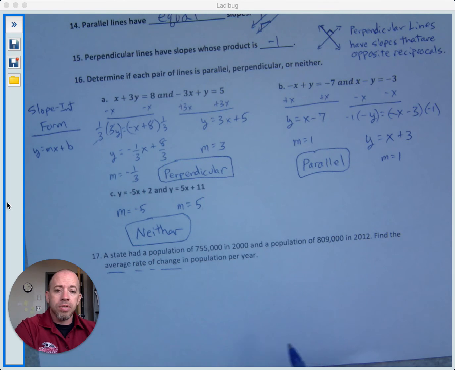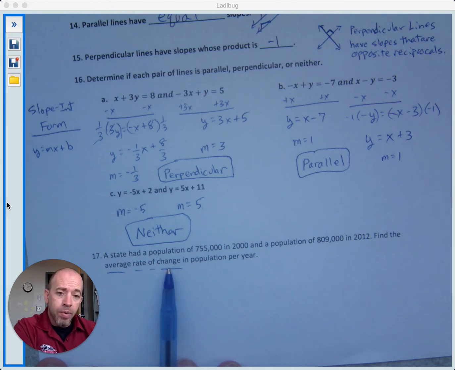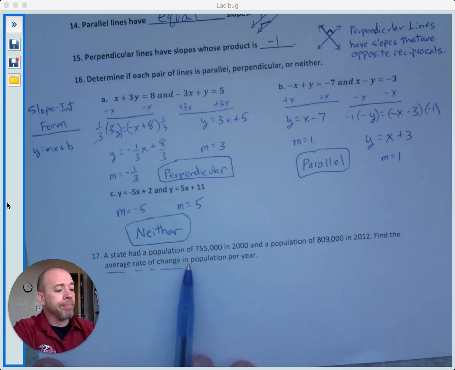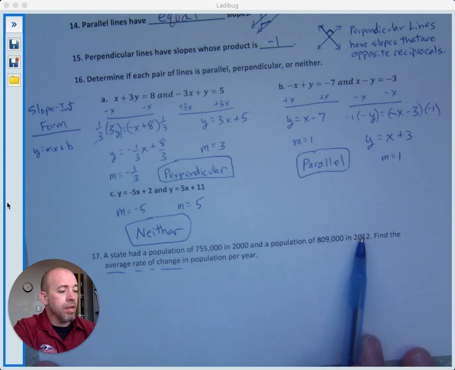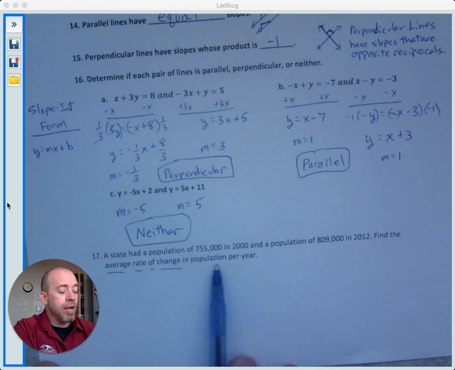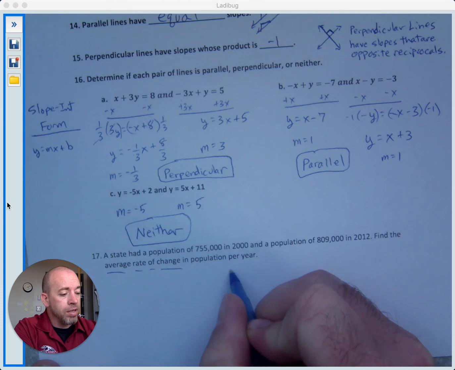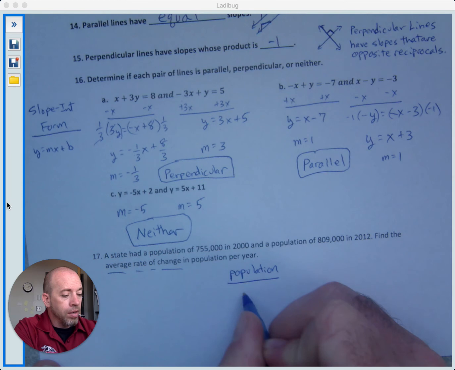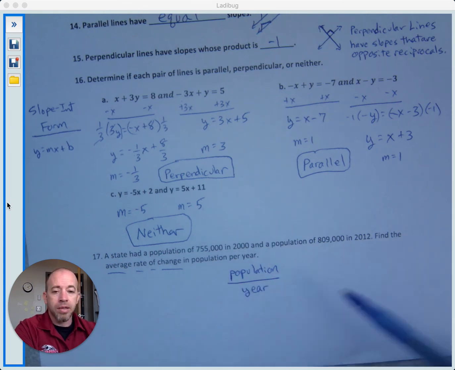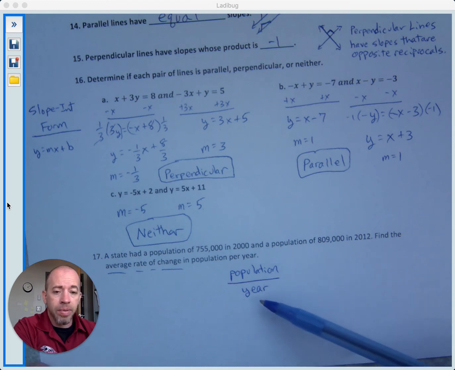Well, the reason this shows up in this section is because average rate of change is just a fancy name for slope. So we have to identify 2 points and then find the slope. So we have 2 points in disguise basically here. We're asked to find the average rate of change in population per year. So I'm going to write population per year. What that tells me, if I'm going to find slope, is population needs to go on top, year needs to go on bottom.